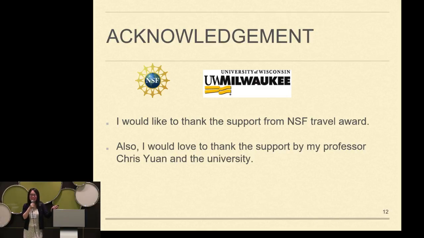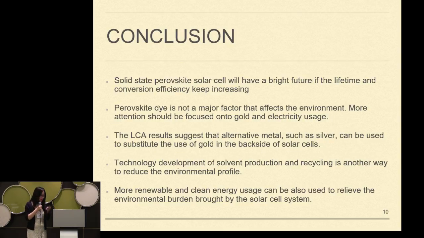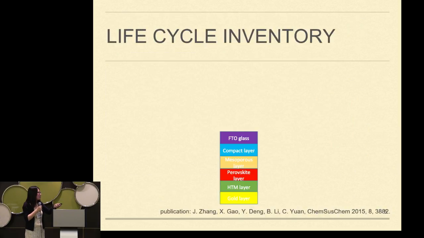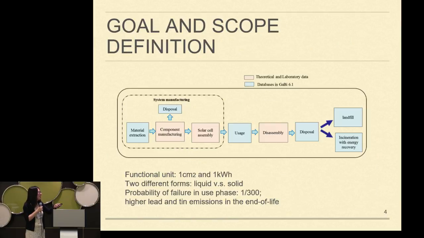Sorry, maybe I didn't explain it clearly. I included the end of life in my solid state perovskite, but I didn't include the end of life in liquid state. So we consider the end of life in solid state with usage phase, disassembly and... Okay, it's here. So you can see the solid state boundary is from cradle to grave. So it includes the usage phase, disassembly, and disposal.